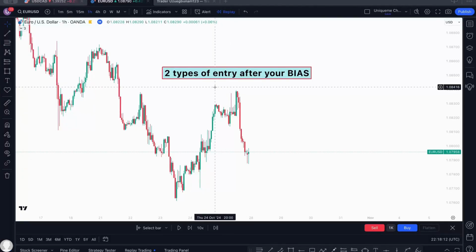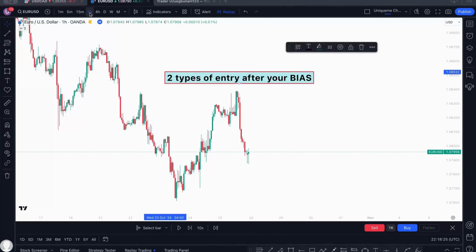So today's topic is two types of entry after your bias. That is, you have done your own form of top-down analysis. I don't know how you do your analysis, you can use the retail style, SMC or ICT. Now, if you can look at this structure, I'm going to use our 1 hour time frame.